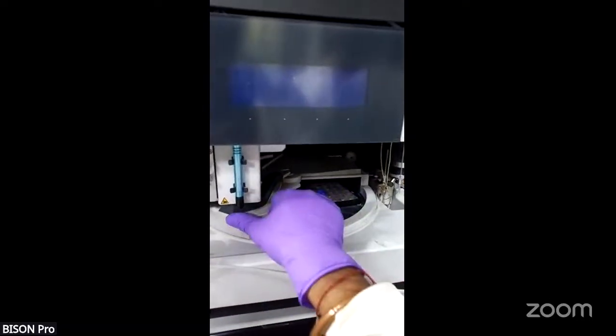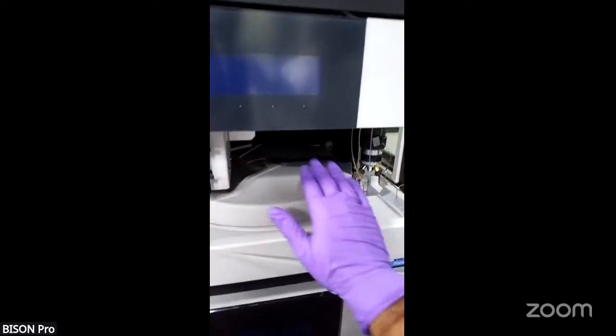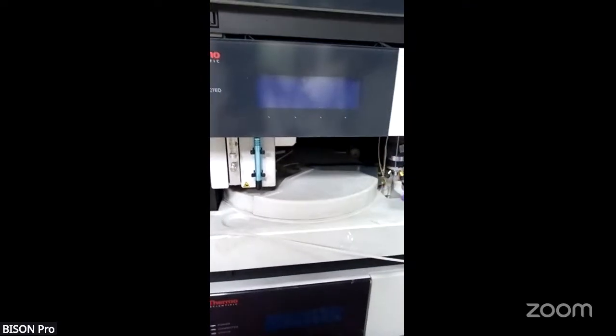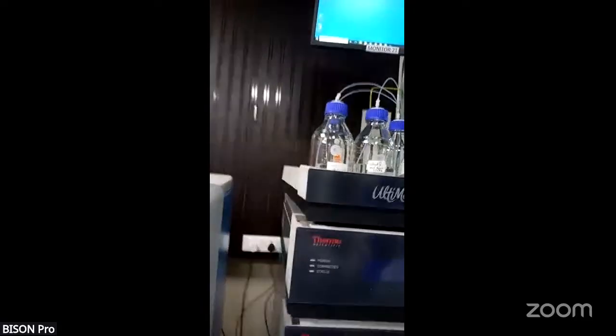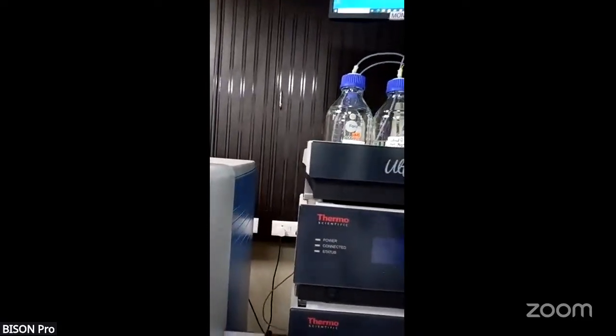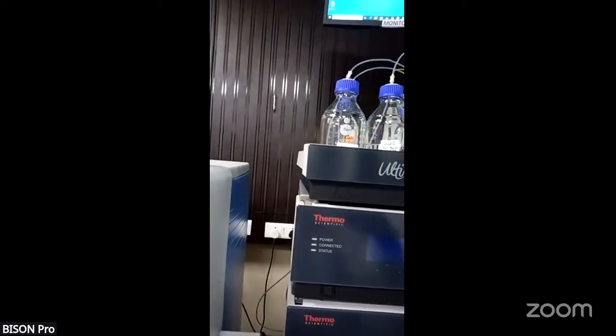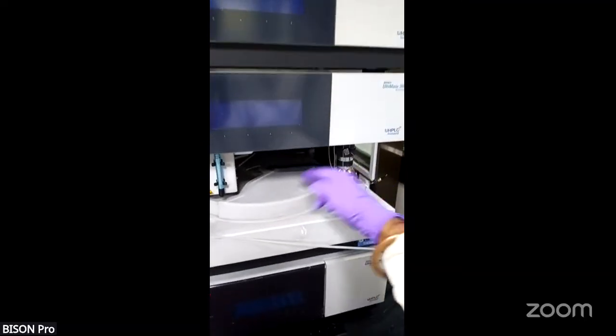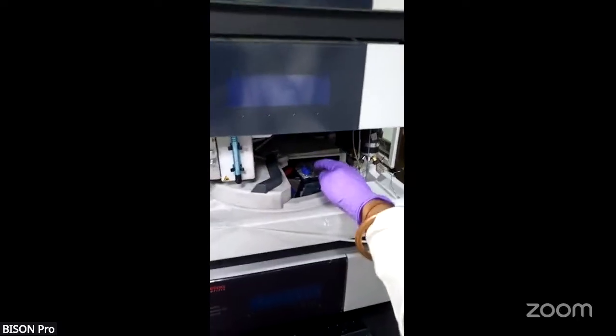I will just close the sample compartment. Generally a 4-degree temperature is maintained. Once you put a command, the samples are injected. If you have a quaternary pump, you can have many solvents as A, B, C, and D. Generally, A is acetonitrile or methanol, an organic solvent, and B is water. The solvent flows inside. The injector picks the samples placed inside the tray and then injects them into the mass spec.